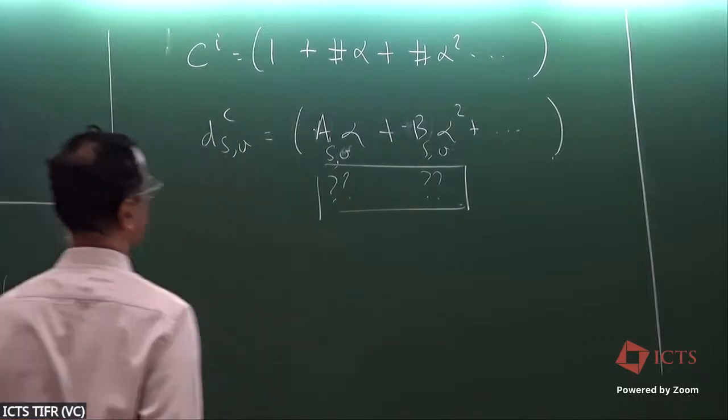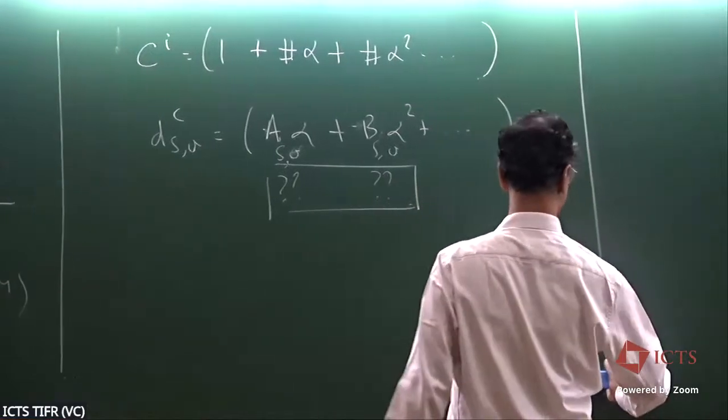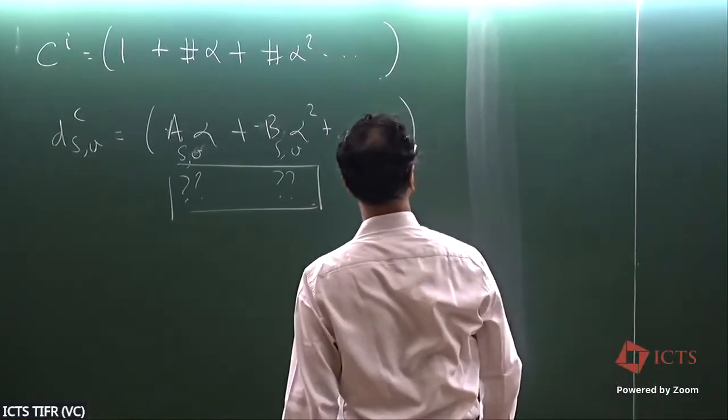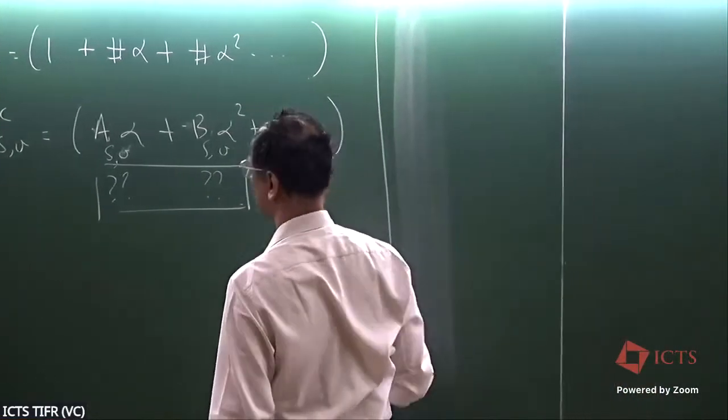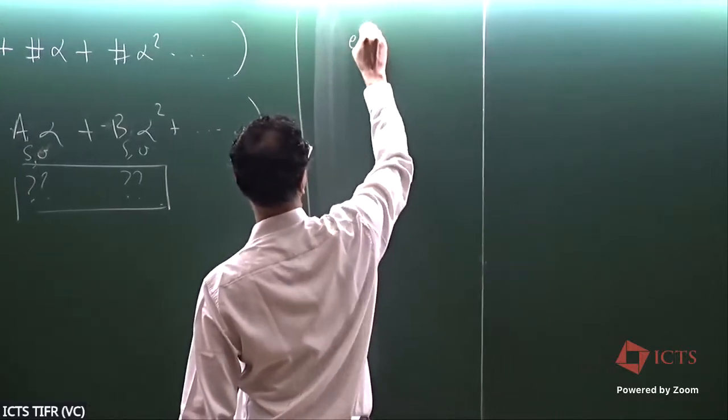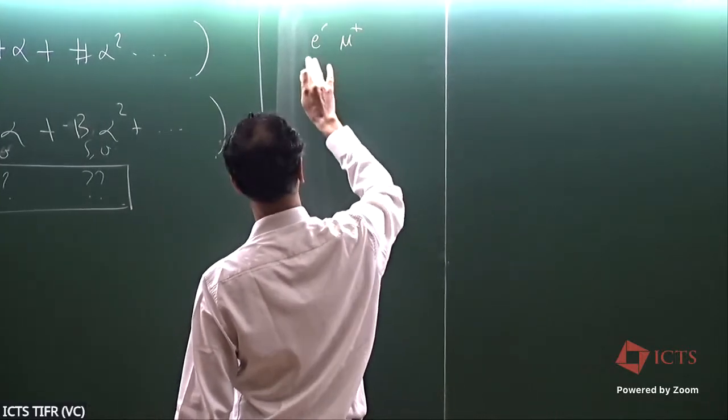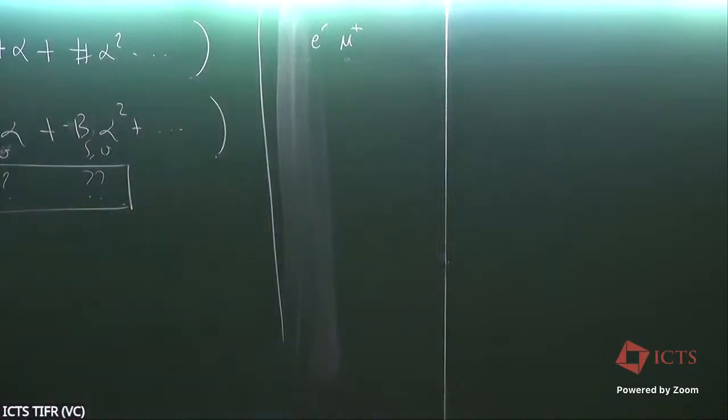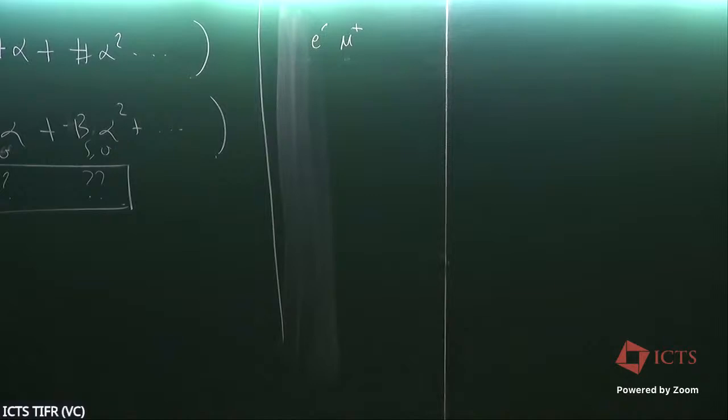So to determine these, let's try this theory with electron and muon. Let me keep them separate, and I'll tell you why I'm keeping them different and what the differences are when we get to E plus E minus.